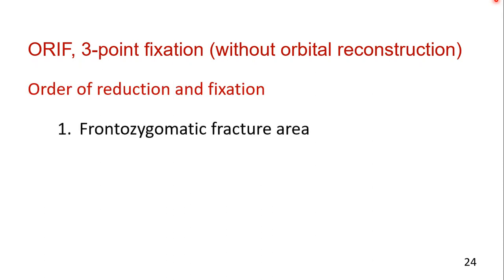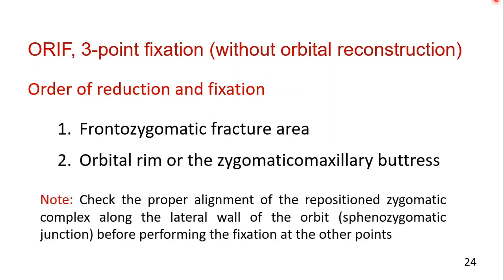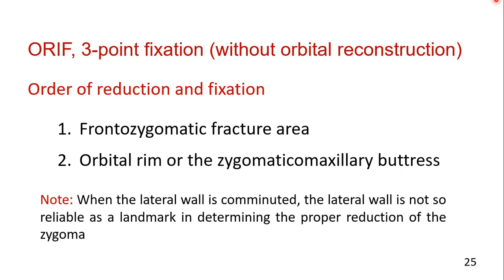So the first plate you will place is on the frontozygomatic fracture area. It is debated whether the second site for fixation should be the orbital rim or the zygomatico-maxillary buttress area, but normally the second plate is placed on the orbital rim and the third one on the zygomatico-maxillary buttress. A smaller plate is recommended for infraorbital rim. A larger plate, commonly an L-shaped plate, is recommended for the zygomatico-maxillary buttress.